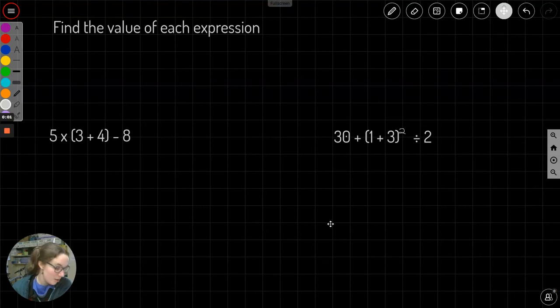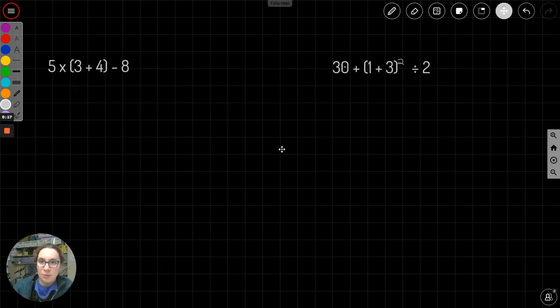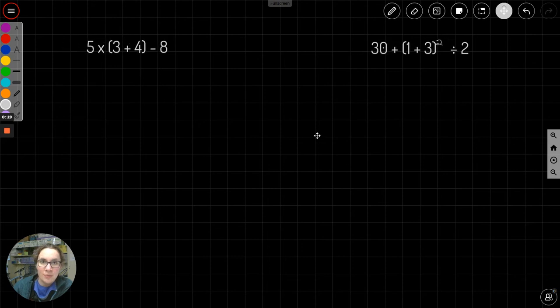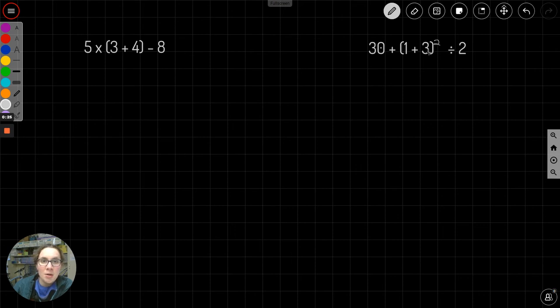This is lesson 1.4, order of operations with grouping symbols, example 1. As I stated, we are doing order of operations with grouping symbols, and we are finding the value of each expression here. I'm actually going to move this up since my face is in the way of us doing actual math. So we've got two expressions here. We have this one over here on the left, which is 5 times (3 plus 4) minus 8. And we have 30 plus (1 plus 3) squared divided by 2.